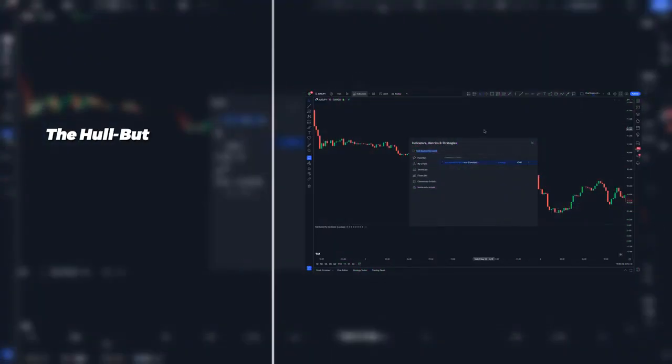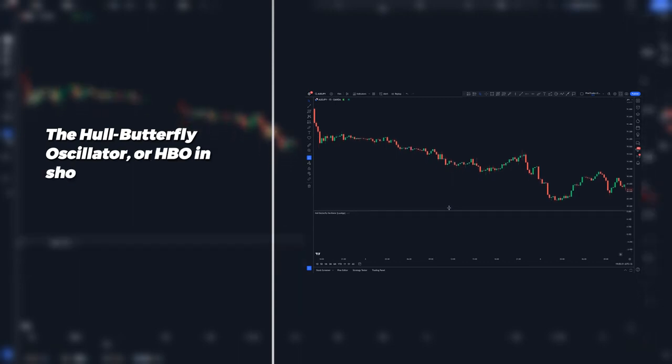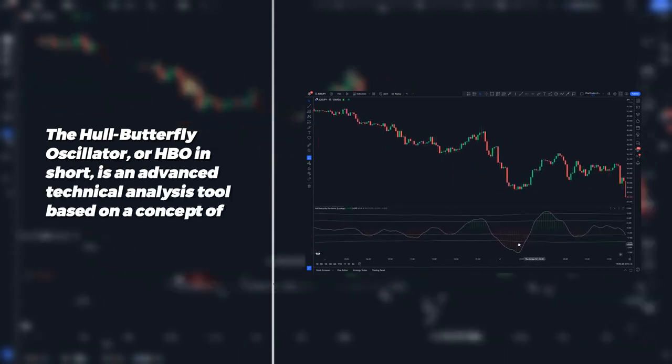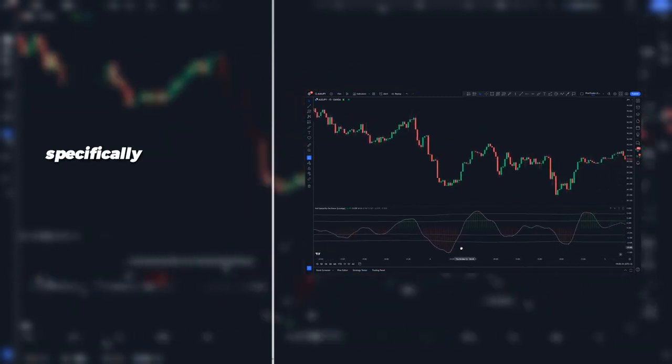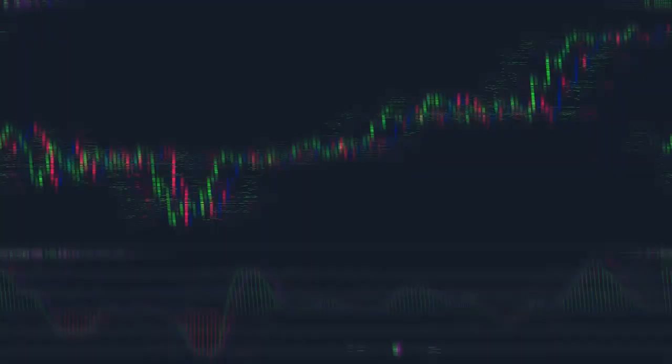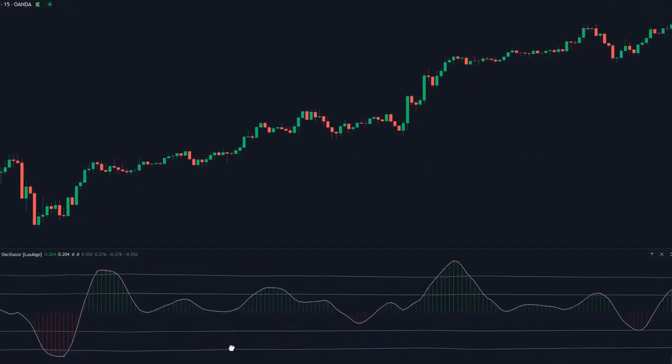Now, the Whole Butterfly Oscillator, or HBO for short, is an advanced technical analysis tool based on the concept of moving averages, specifically designed to capture potential market reversals with higher precision. Let's break down its key components and functionality.